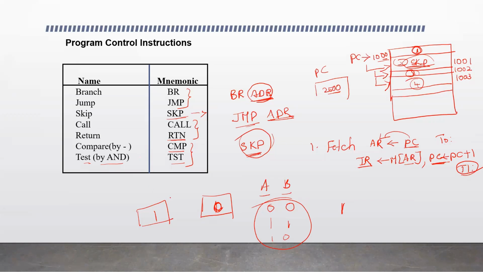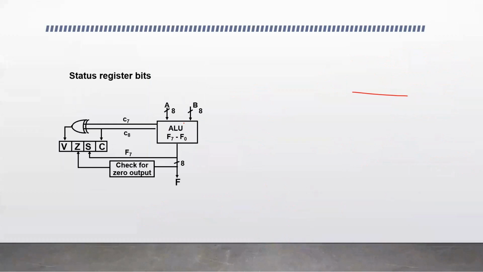So what are these status bits? There are some flag bits that are maintained with the arithmetic and logic unit. Let's consider this ALU, which has two input operands. The input registers are A and B here, 8-bit registers. So the ALU is performing an operation on two input operands, A and B, and it generates an output of 8 bits, indicated by F0 to F7. F is the output given here.